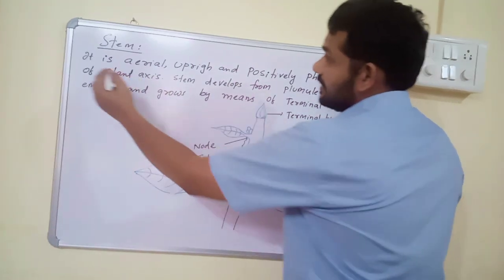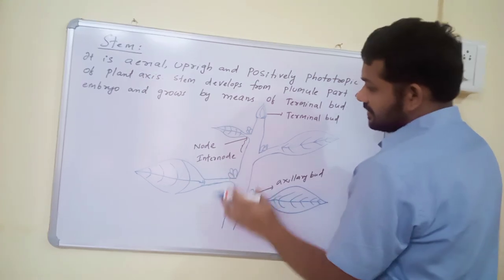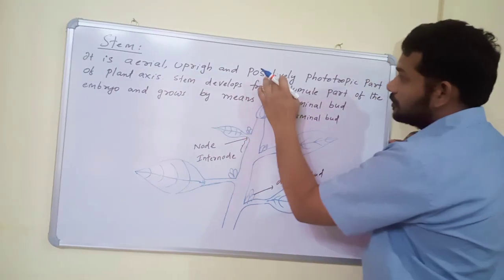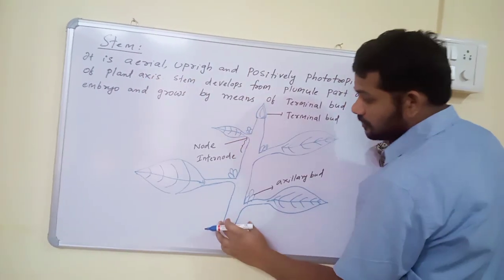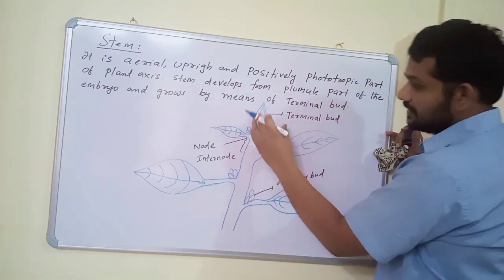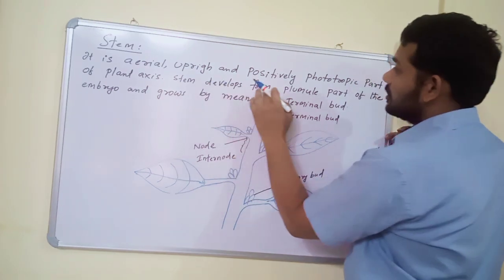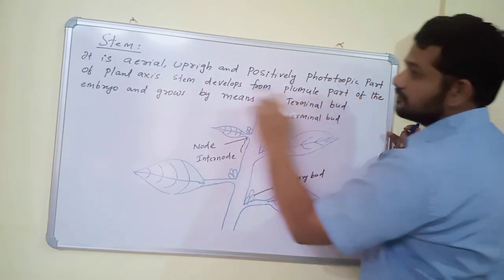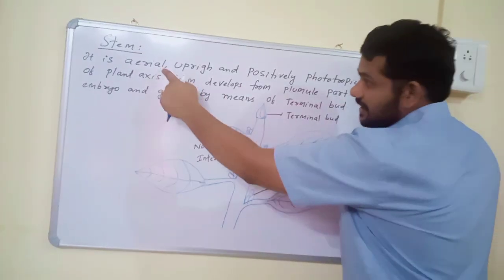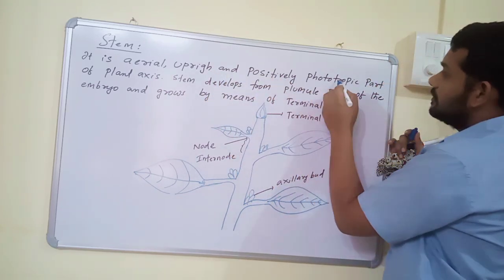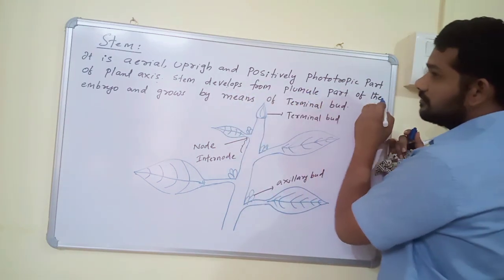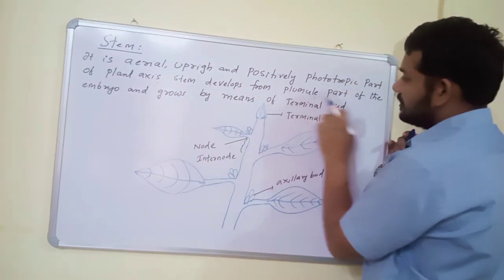So what is stem? It is the aerial, upright, and positively phototropic part of the plant axis. Positively phototropic means the growth of the stem is towards light, hence it is called positively phototropic. The stem usually develops from the plumule part of the embryo and grows by means of a terminal bud.